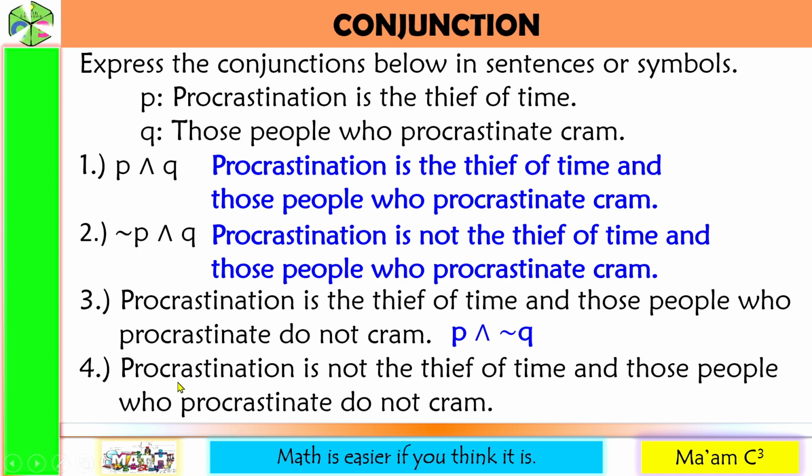Last one, procrastination is not the thief of time. So in here, we negate our proposition P. So negate proposition P, and then we have and. Those people who procrastinate do not cram. So we also negate our proposition Q. So this will be not Q. So we have not P and not Q.